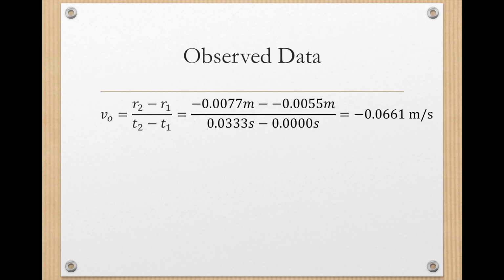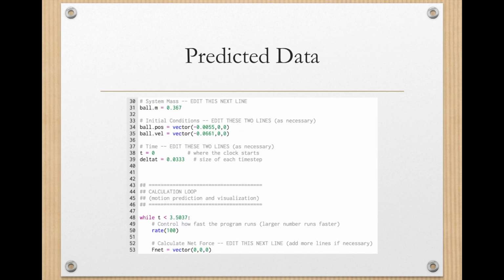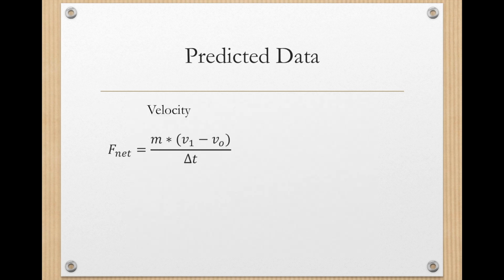By calculating this initial velocity and comparing it to Newton's second law, the initial velocity should be equal to the constant velocity for the system. GlowScript is used to determine the predicted measurements for our system. The mass, initial position, initial velocity, time interval, total time, and net force vectors need to be specified for measurements in the observations. In order for GlowScript to predict the measurements of the object, Newton's second law equation must be rewritten to be solved for final velocity.